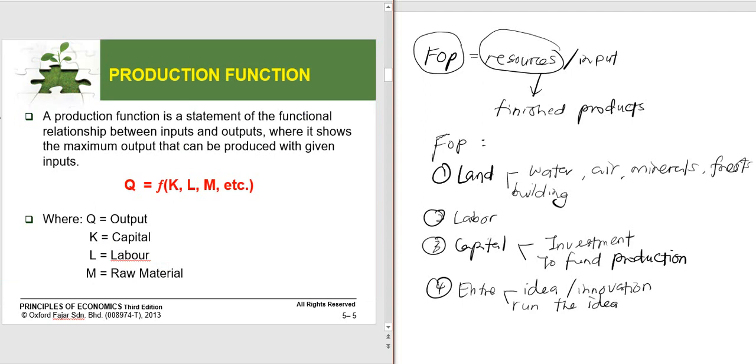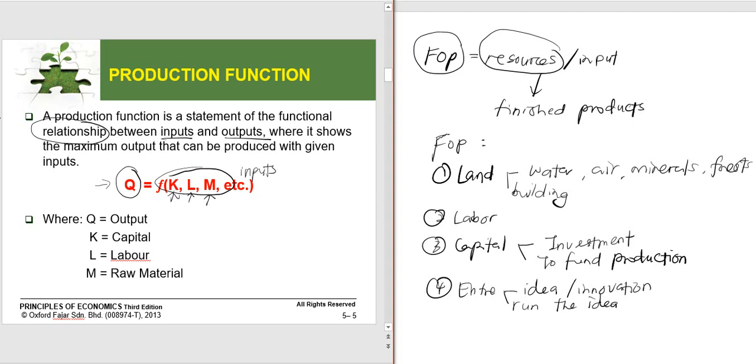Okay, what do we mean by a production function? It shows the relationship between input and output in a production. So you have your Q equals to the function of capital, K is capital, L is labor, M is raw material. So this actually shows how much output you can produce with the available factors of production, or with the available inputs.